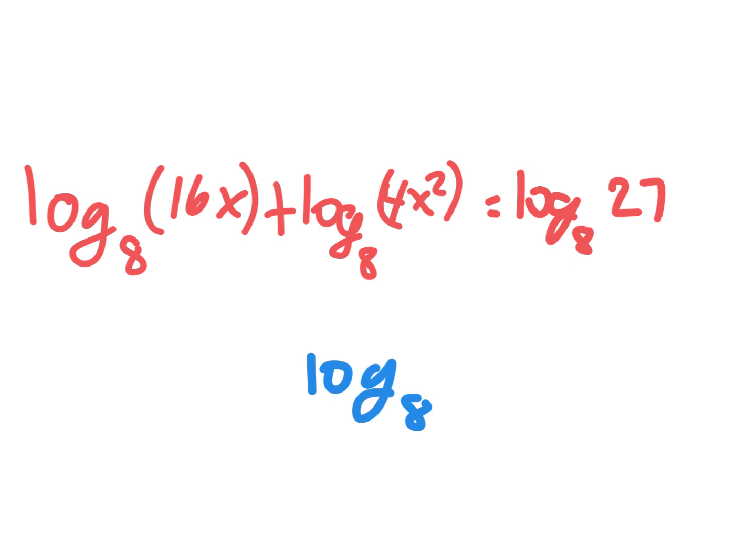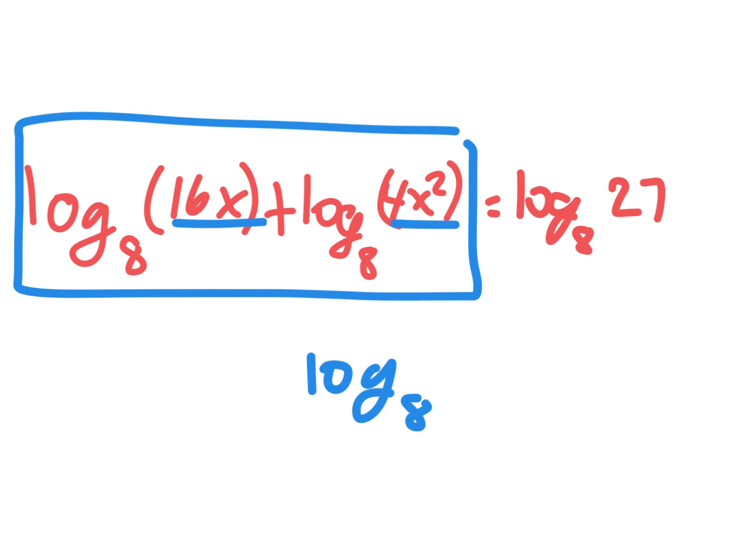I've got to take this and multiply them, because it's add. It's add in the middle, so it must be multiply them. Anybody know what 16 times 4 is? 64.